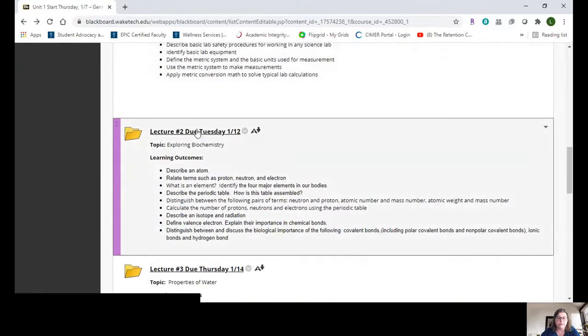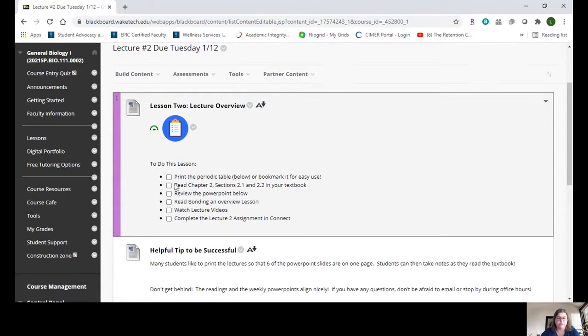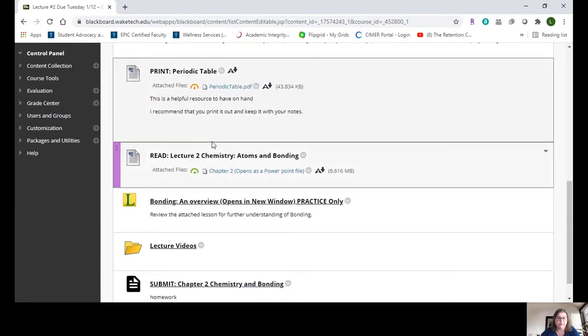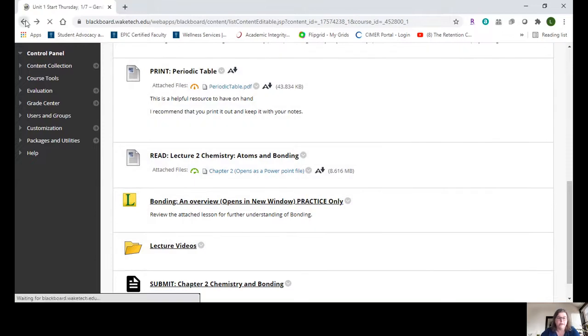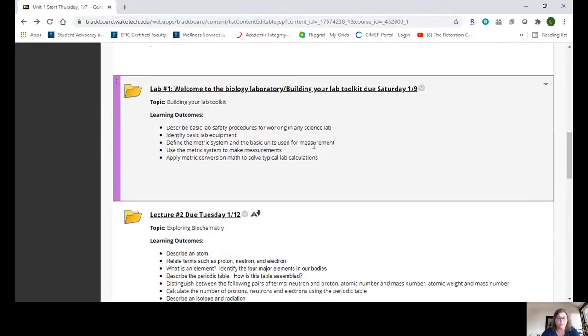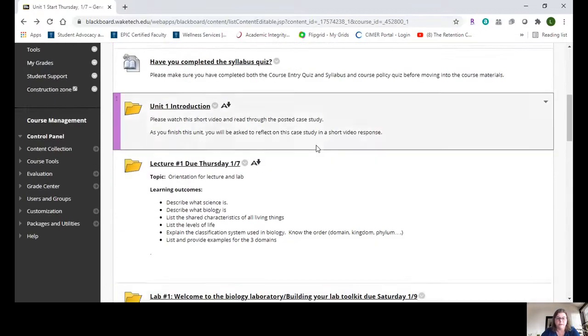As we move through, each unit and each lecture follows the same general trend. There's a nice check off of what needs to be done, some helpful tips, and then students are able to navigate by following really the words that are in capital letters: PRINT, READ, SUBMIT, those types of things. And so this is all meant to help engage the students, keep them focused, and help them know exactly what they need to learn.